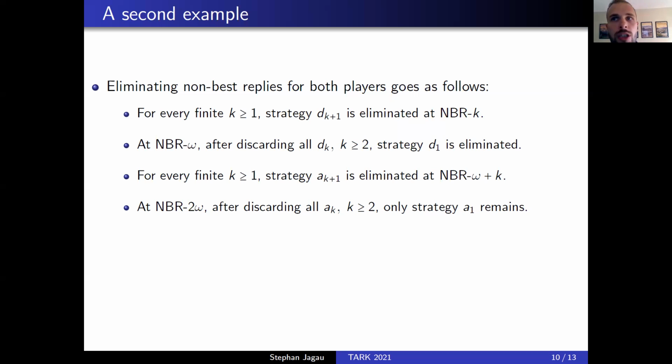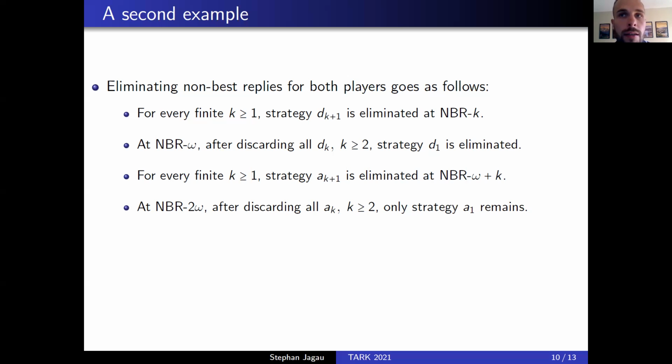It turns out strategy D1 is only ever rational if any of those other D strategies are available. So that means after omega steps of non-best reply elimination, strategy D1 is eliminated. And then we can go on with the A strategies because the A2 strategy is only optimal given that D1 is available. The A3 strategy is only optimal given A2 is available. You see how this goes. So at every step after omega-fold elimination of non-best replies, we step by step eliminate one of those strategies, going from A2 all the way to infinity.